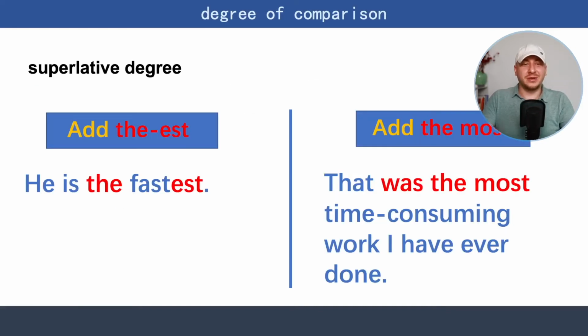The superlative degree compares more than 2 nouns or pronouns. It is the highest degree of comparison for adjectives, and it's usually formed by adding EST to the uninflected positive or absolute form of the shorter words, like kind, kindest, fast, fastest, or by putting most before longer words. For example, most extraordinary, most expensive. Okay, let's look at the examples. He is the fastest, and that was the most time-consuming work I have ever done. Time-consuming is a very long adjective, so we say the most time-consuming work.